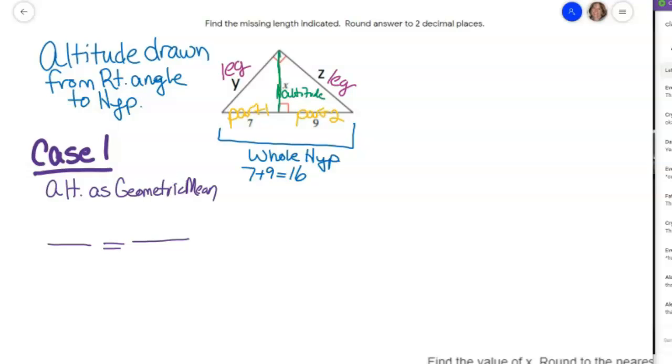So that means my altitude is going to be in my duplicated position. In other words, it's going to be in one of my extremes or means, and that is going to be to my part and our part. So again, the altitude is the geometric mean to the parts.